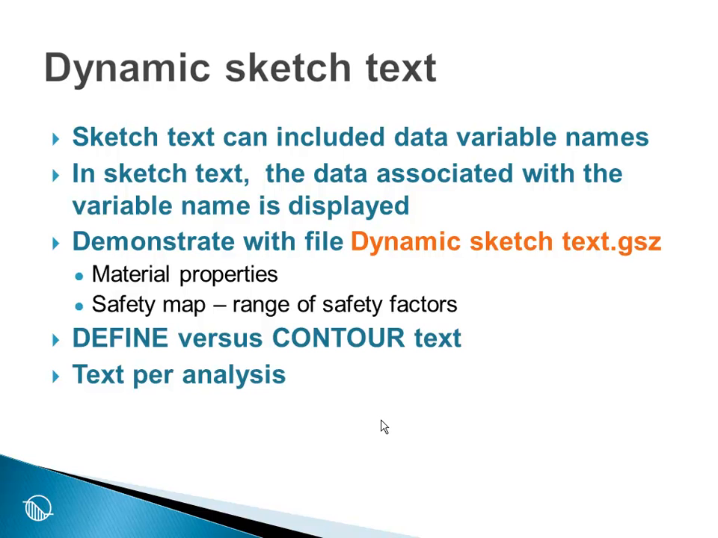We can demonstrate this by opening up a file called dynamic sketch text, and we will demonstrate several different ways of displaying information on the drawing which is dynamically related to the data associated with the analysis. We can look at different sketch texts in Define and Contour, and ultimately we can actually have text in Contour per analysis.